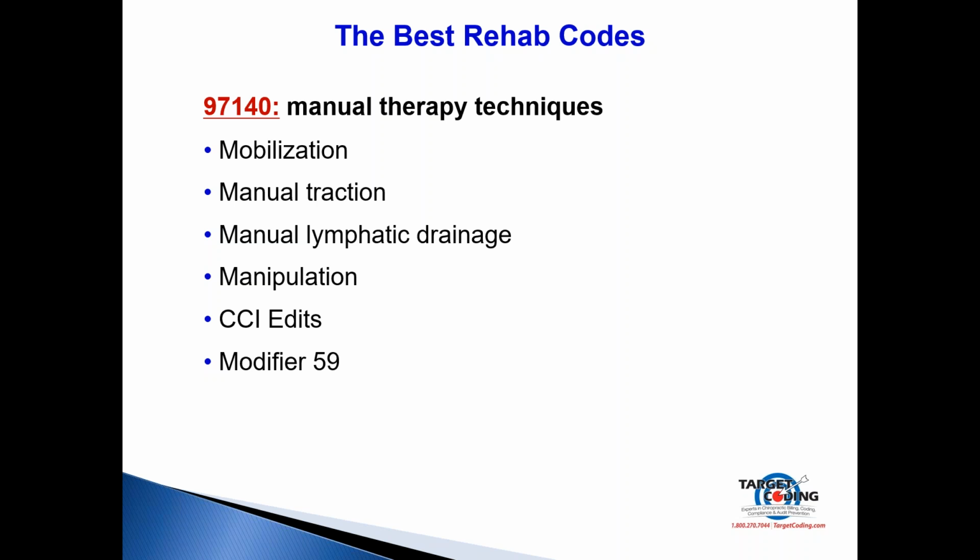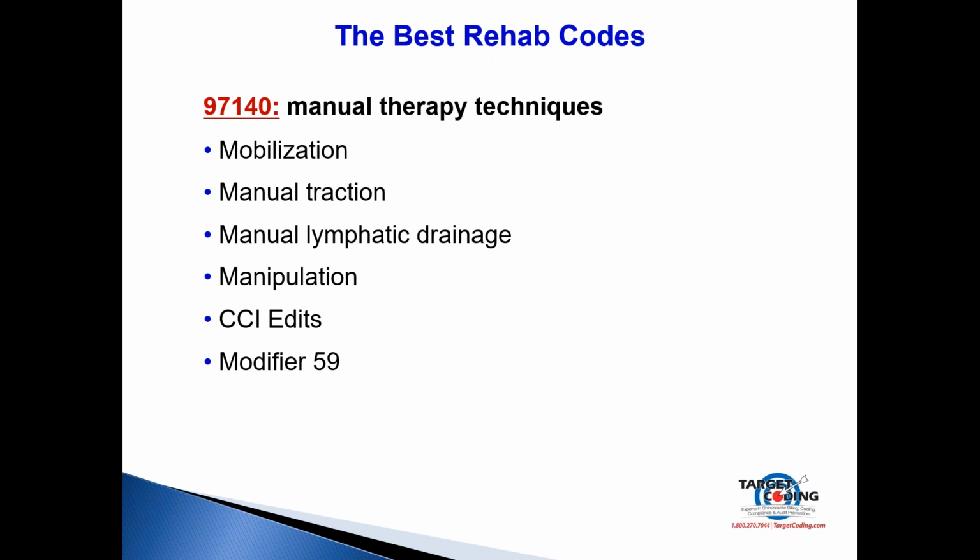The purpose of these CCI edits is to electronically detect codes billed that would not normally be used together. So these CCI edits require that manual therapy, also neuromuscular reeducation and massage 97124, be performed in a separate anatomic site than the chiropractic adjustment. So if you do that, then you're going to want to attach the 59 modifier in order to indicate that it's a distinct procedure and it's being performed on a different anatomic site.